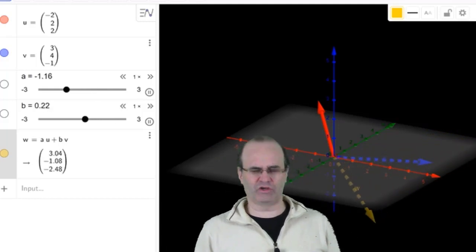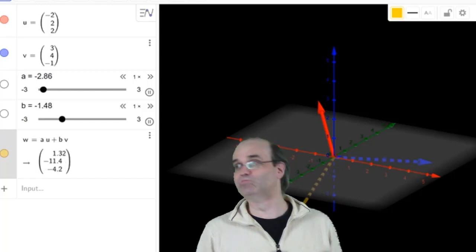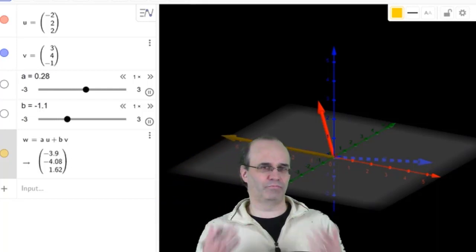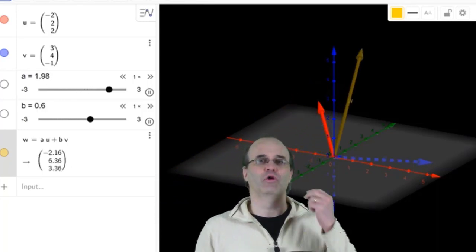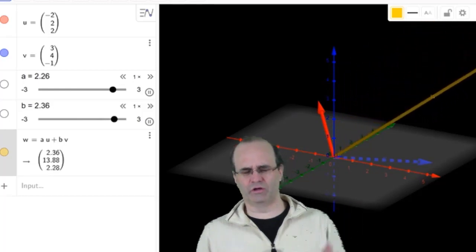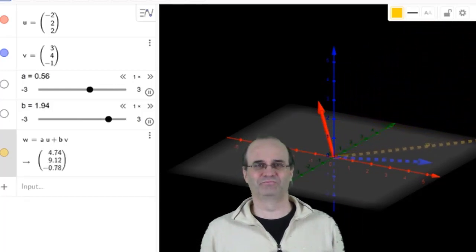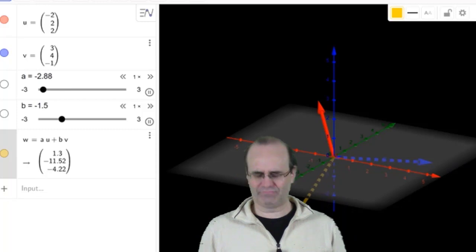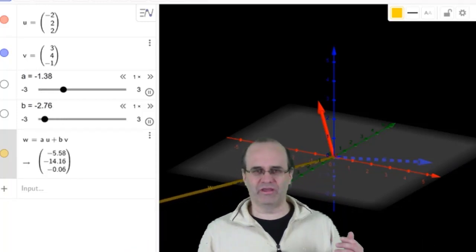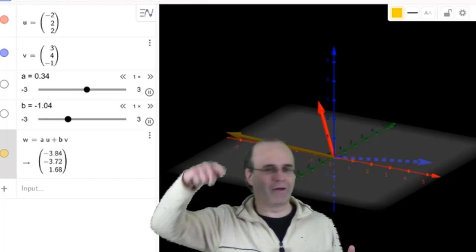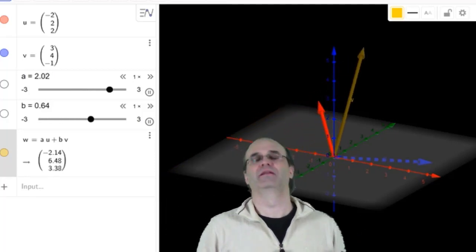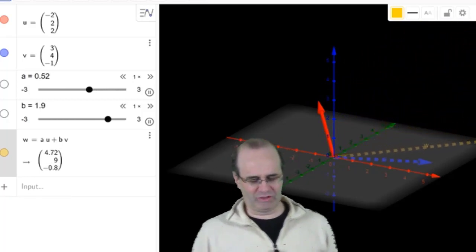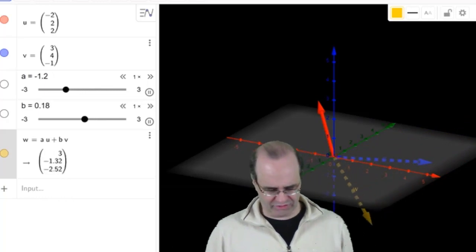Actually, since W is a linear combination of U and V, so it's AU plus BV, it means that W is on the two-dimensional plane going through the origin, 0, 0, 0, and with direction vectors U and V. So as long as A and B move from -3 to 3, the vector W is going to trace some area on that plane that has U and V as direction vectors. So actually, a better way maybe to see things in R3 is the following.